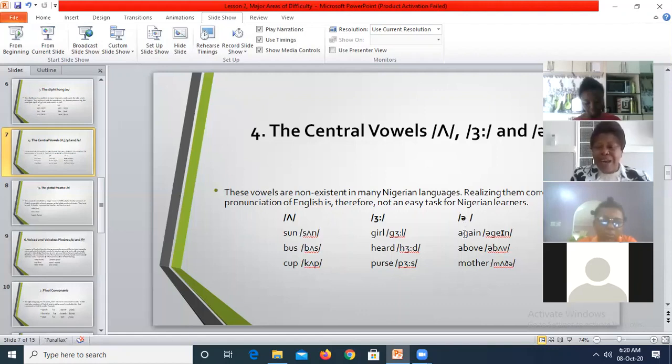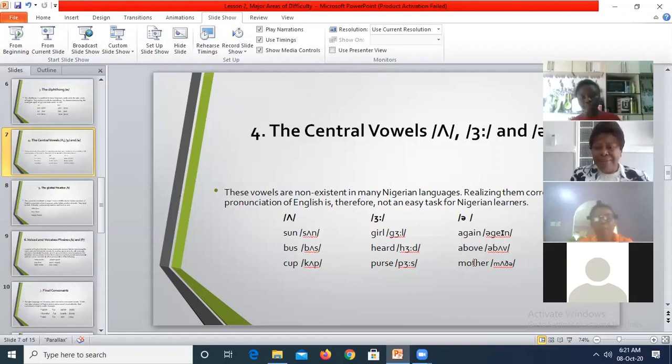It is the sound we have at the initial position of the word again. Say after me, again. Again. The diphthong is in this word, and we have practiced it. I want you to realize it now in your pronunciation. Say again. Good. Above. Above. Say above. Mother. Say mother.